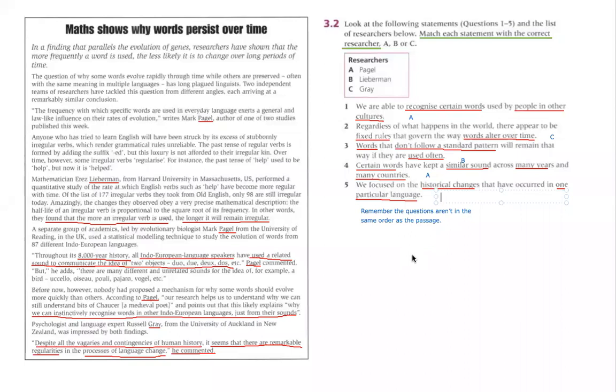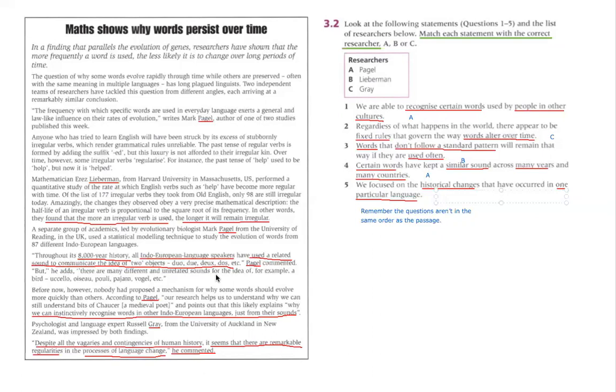A couple of you have said A, Pagel, but what we've looked at is that in this sentence, he talks about Indo-European speakers. This is not one language, this is many languages. And again, he spoke about Indo-European languages. So in both of these paragraphs, he's speaking about a group of many different languages. Definitely not one particular language. So if you chose A, I want you to find what the correct answer is. So it's not Pagel because he focuses on many different languages.